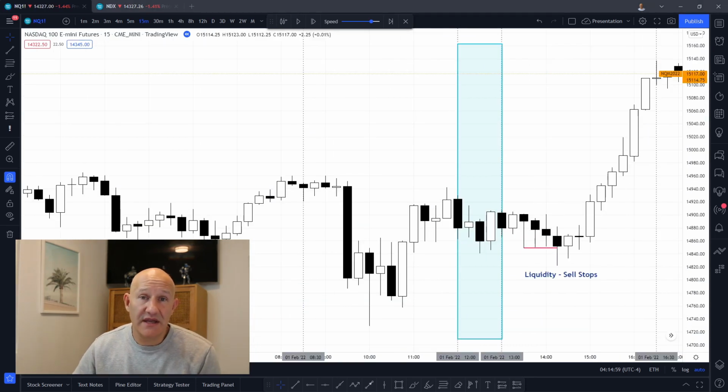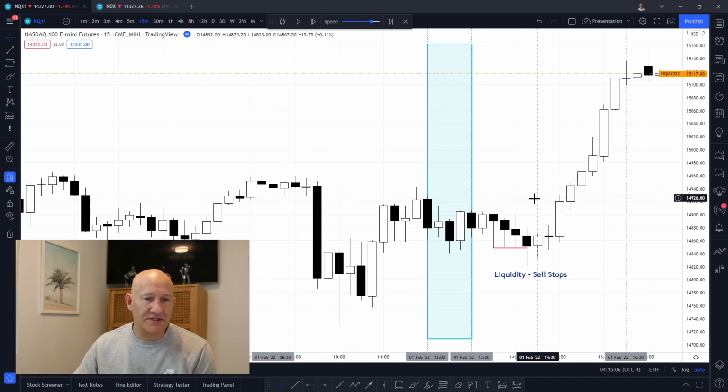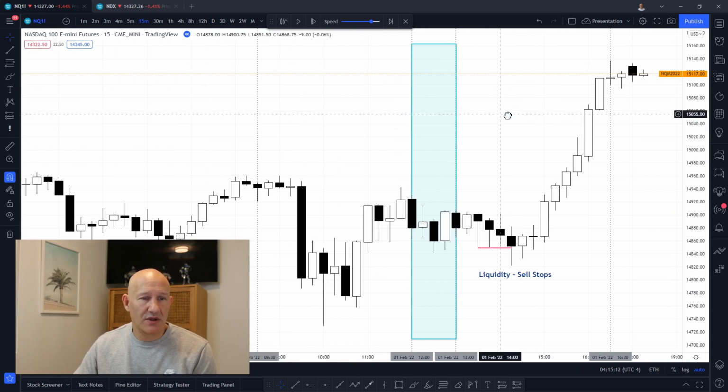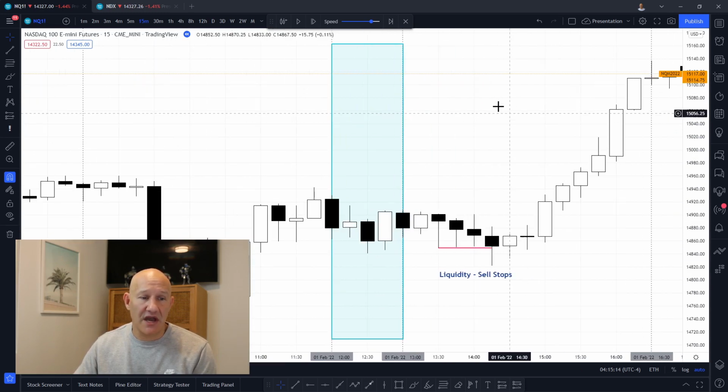So our case study for the afternoon session is using the NASDAQ on the 1st of February again. And you can see here I've got the day session marked out, so 8:30 all the way to lunch. So this is obviously our no trade session. We're looking just specifically at the afternoon session.